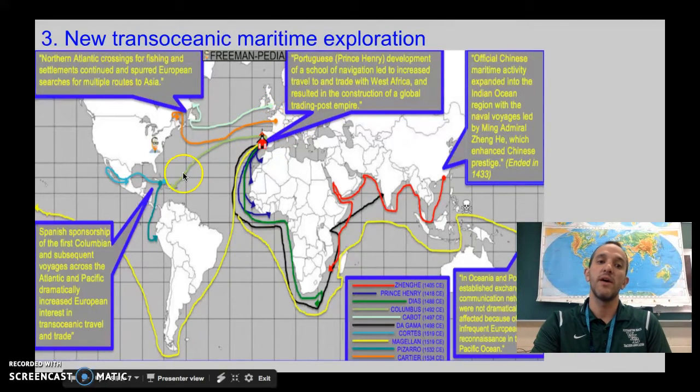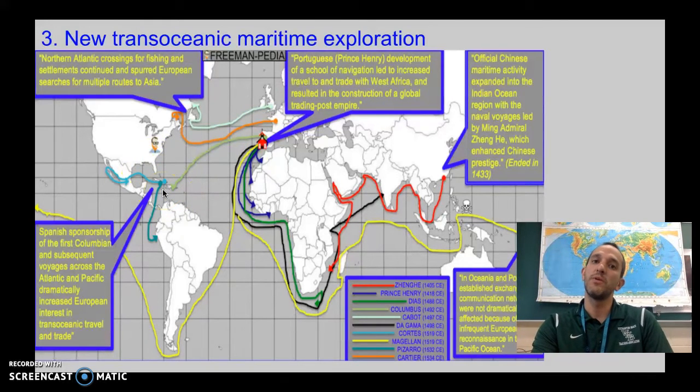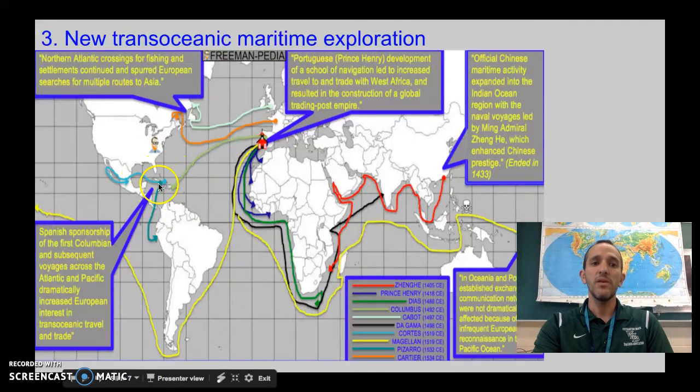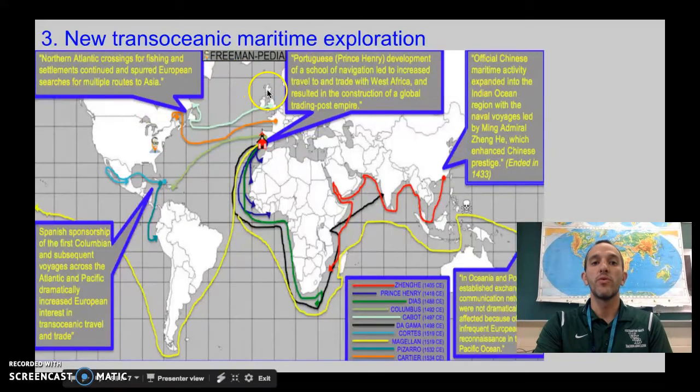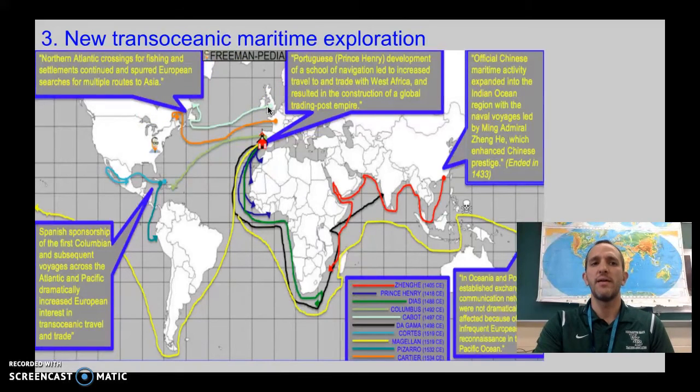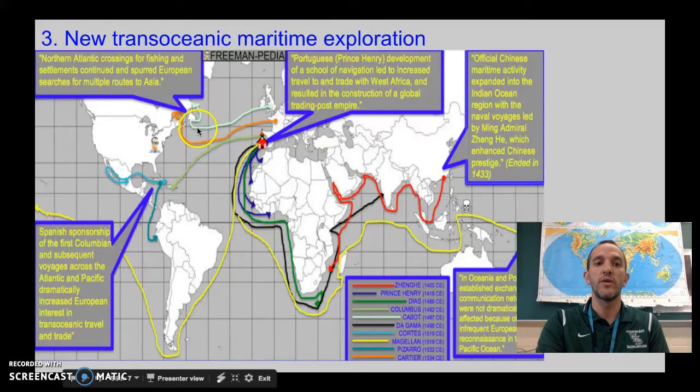And Columbus is going to sail. He doesn't hit the Americas, he hits the islands right off the coast of the Americas. Columbus thinks he's in India. He calls the people Indians. And as he hits this area and he comes back reporting on what he's found, it's going to encourage more people to explore. In the northern Atlantic, the British, the French, they're looking more for fishing and some settlements, some for religious reasons, some for monetary reasons, and they're going to really focus on this northern area or North America.